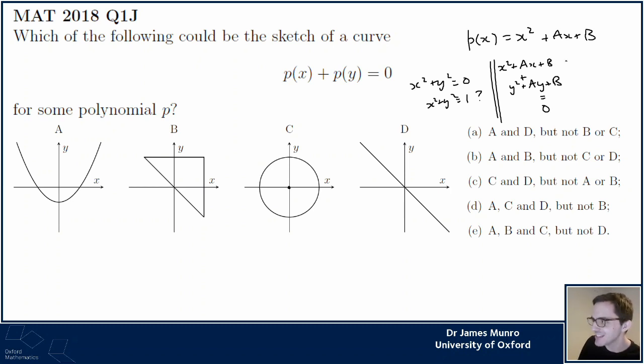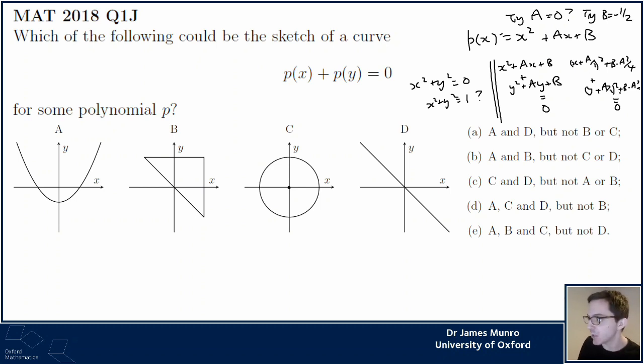Okay, what is this? I can write this as x plus a over 2 squared plus b minus a squared over 4, plus y plus a over 2 squared plus b minus a squared over 4 equals 0. This is a circle with centre minus a over 2, minus a over 2. So maybe I should try a equals 0, so that it's got centre 0, 0. And if I put a equals 0 in, then I've got this constant plus b plus b. So maybe I should try b is minus 1/2.